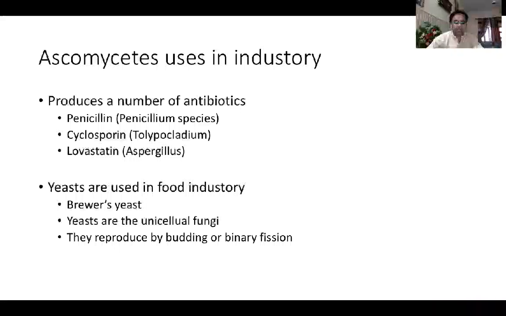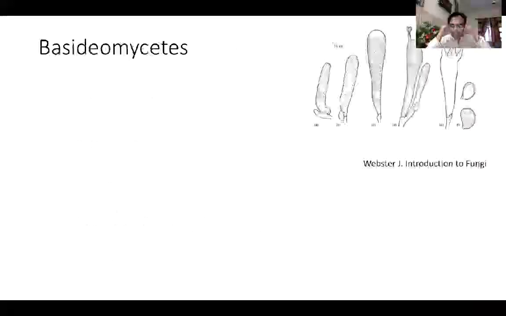Budding means that a small outgrowth develops on the cell, and this outgrowth starts growing, increasing in size, and then makes a new individual. That individual sometimes remains attached and makes a kind of chain or group of cells together. Binary fission means that the cells divide into two.